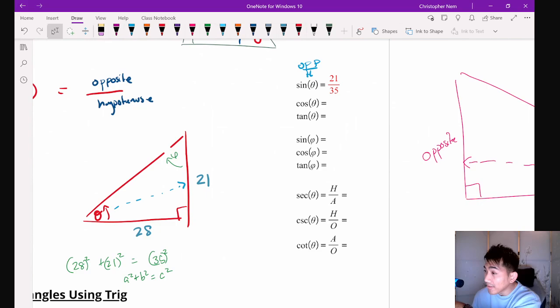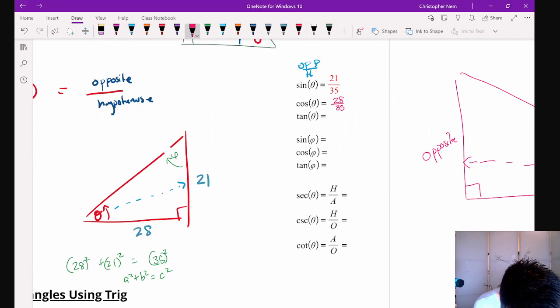Now, we can calculate these other side ratios. The first three use the input theta. So I'm going to use the same opposite and adjacent, etc. I just need to know which one I'm working with. Cosine is adjacent over hypotenuse. So the adjacent side is 28. Let me fix this up. 28 over 35. And then tangent is opposite over adjacent. Opposite was 21. Adjacent was 28.